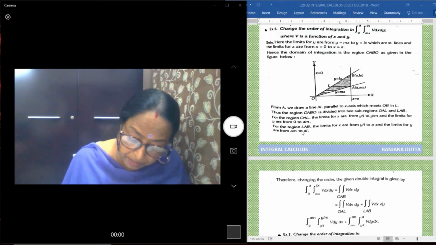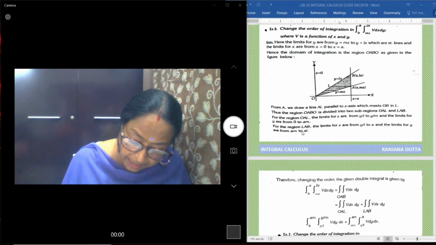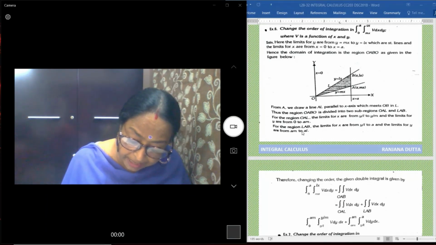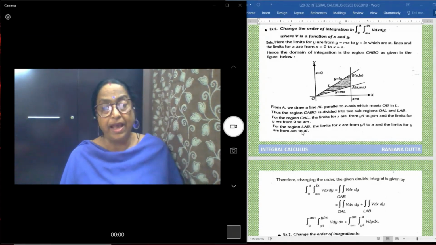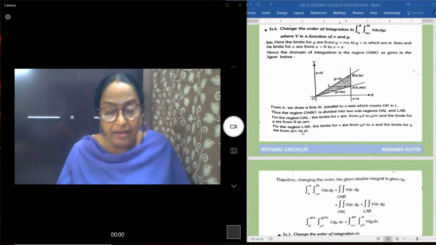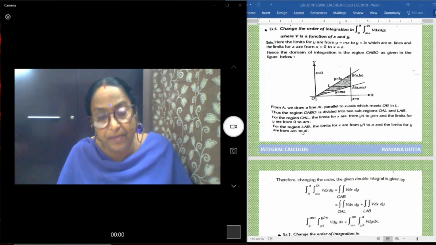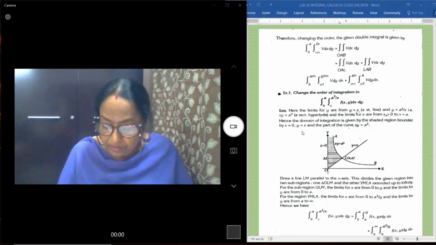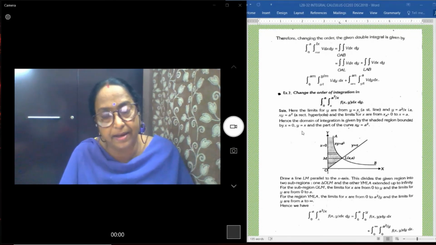And for the second part also, x varies from y by l to x equal to a line, that is x equal to a, and y varies from ma to la, and then change the order, obviously you will get the value. And for the third also, you try in a similar way. It is more or less similar, so please try it at home.